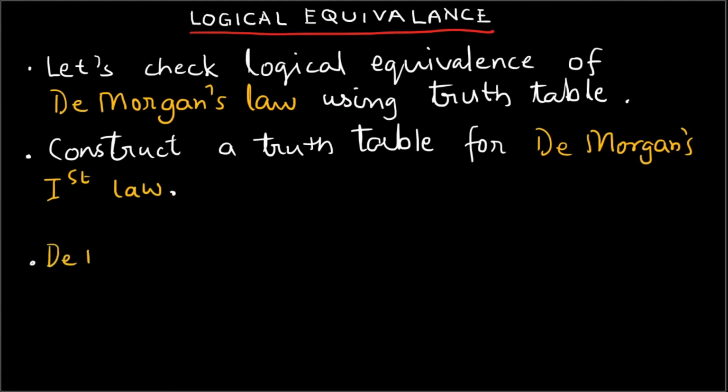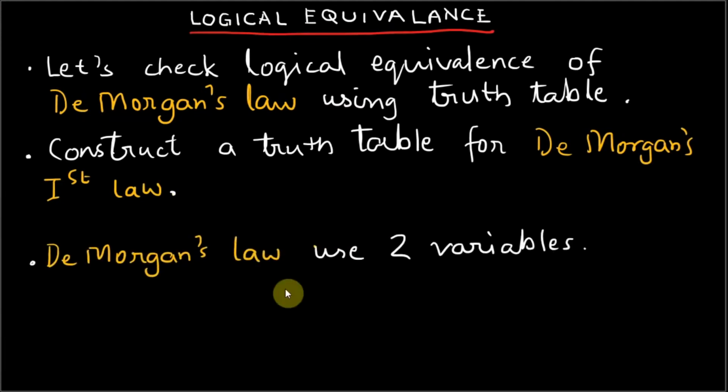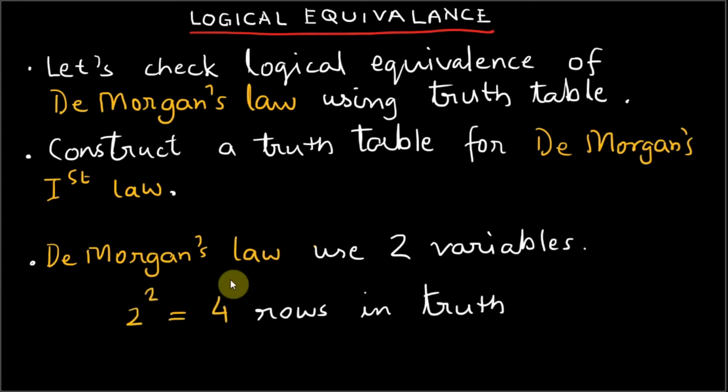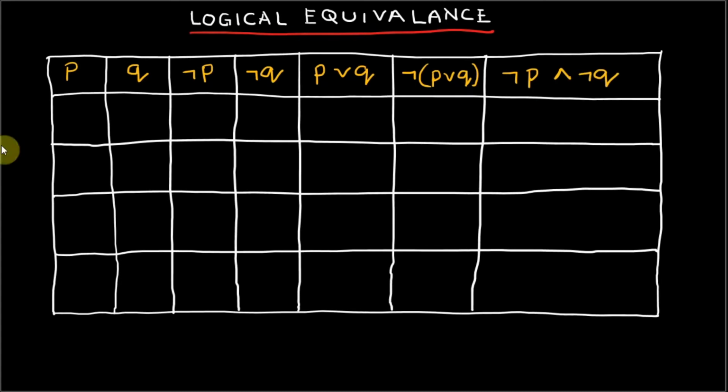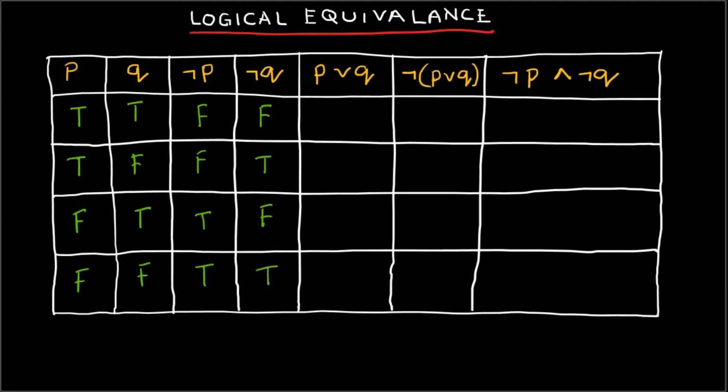Both De Morgan's laws use two variables, which means we have 2 raised to 2 equals 4 rows in the truth table. The columns are P, Q, not P, not Q, P or Q, not of P or Q, and not P and not Q. Enter truth values for each column, starting with column P and column Q. The values for column not P and column not Q are exactly opposite of column P and column Q.